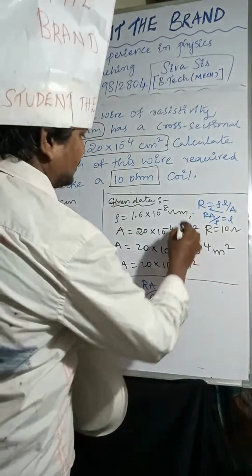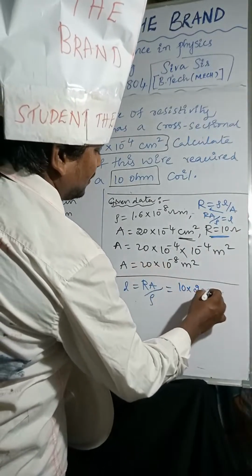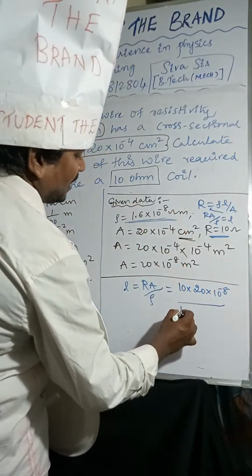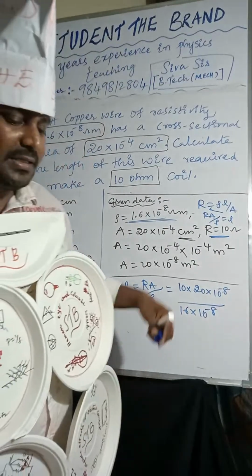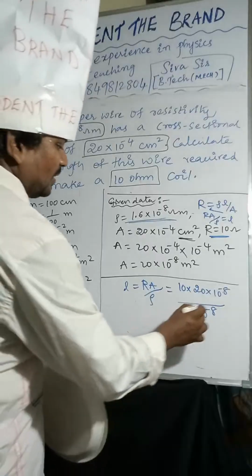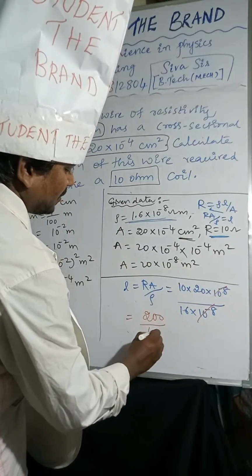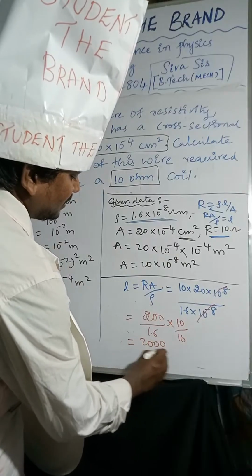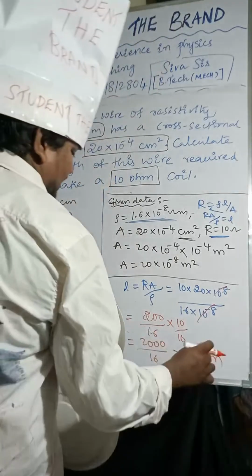Now substitute the values. Resistance given is 10. Area equal to 20 into 10 power minus 8, by resistivity, which is 1.6 into 10 power minus 8. Now we can cancel, so the 10 power minus 8 terms get cancelled. Then you'll get 200 by 1.6. Again 10 by 10, you'll get 2000 by 16. Then you'll get 125 meter. Length is 125 meter. That is the answer.